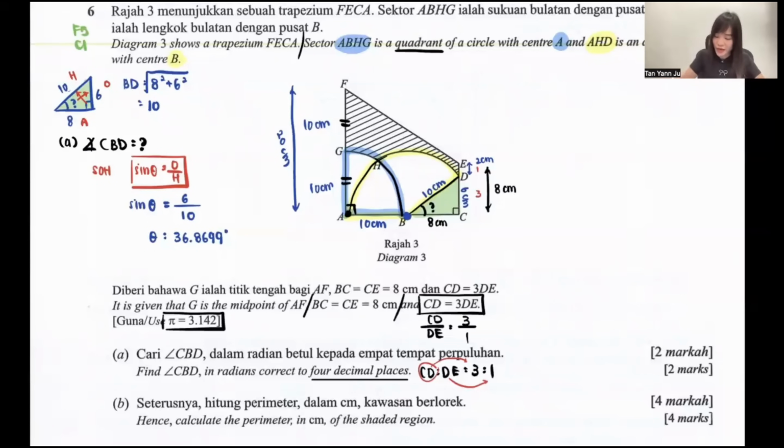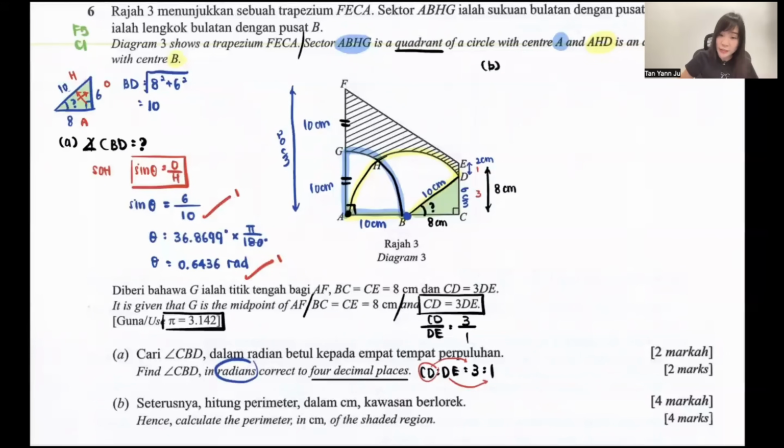But the question says they want the answer in radians. How does degree become radian? Isn't it we need to times pi over 180 degrees? Saw it? So my dear, the pi, remember to press 3.142 divided by 180. I'm getting 0.6436, since the question wants 4 decimal places. So remember, after the dot, you must have 4 digits. Done. How many marks do they give you? 2 marks. So the SOHCAHTOA part, you will get 1 mark, and this answer, you will get 1 mark. Done. Can, right? Let's move on.